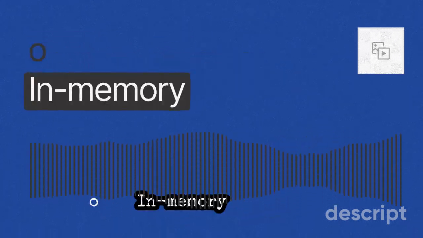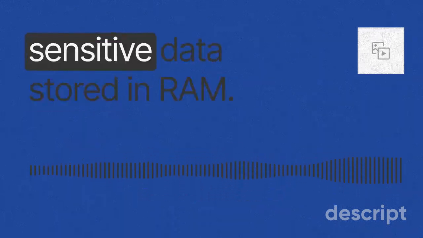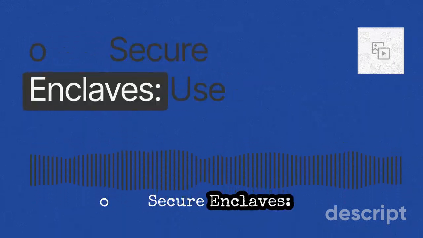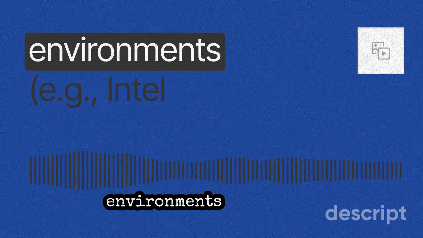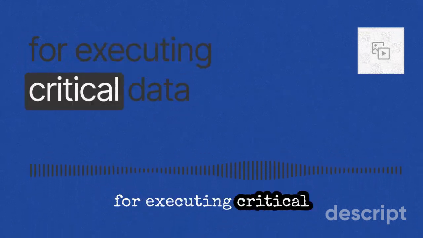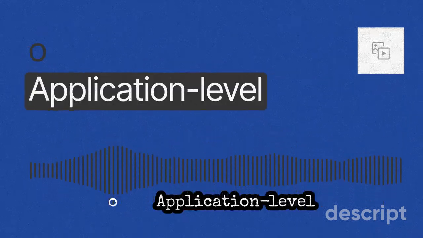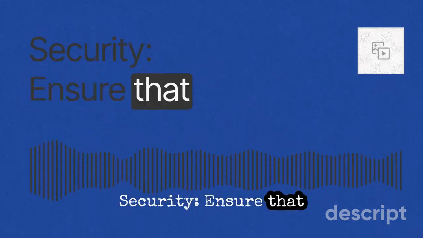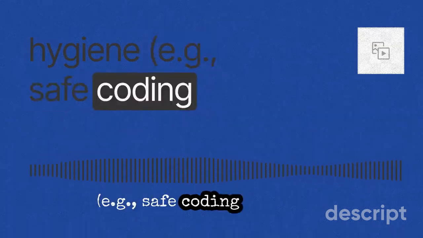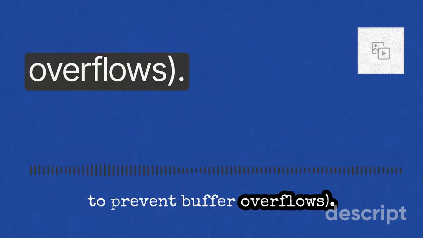Data in use: in-memory encryption secures sensitive data stored in RAM. Secure enclaves: use hardware-based secure environments, e.g. Intel SGX or ARM TrustZone, for executing critical data processing tasks. Application-level security: ensure that applications themselves have proper security hygiene, e.g. safe coding practices to prevent buffer overflows.